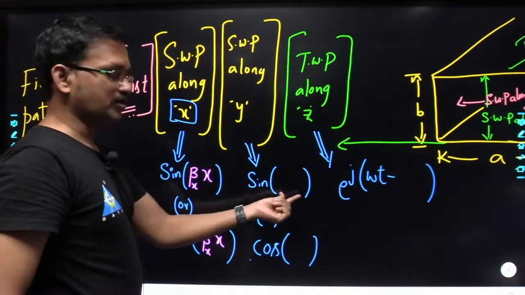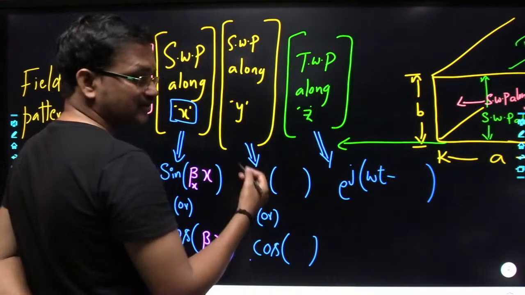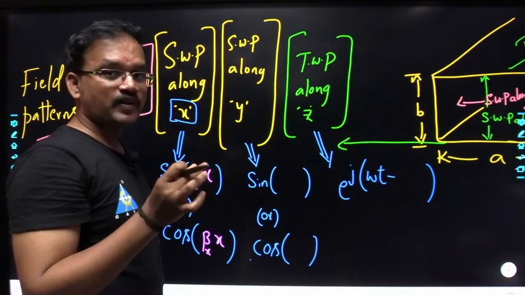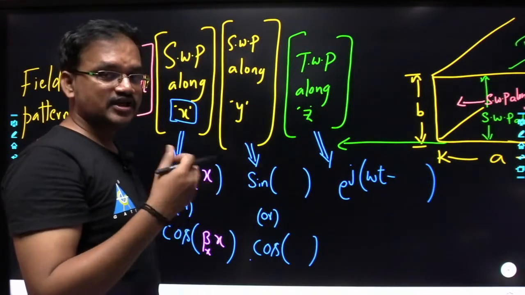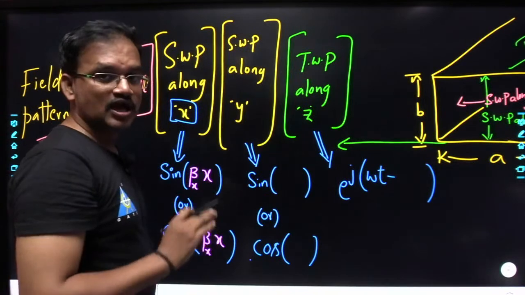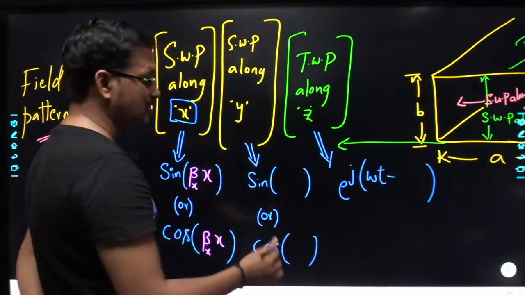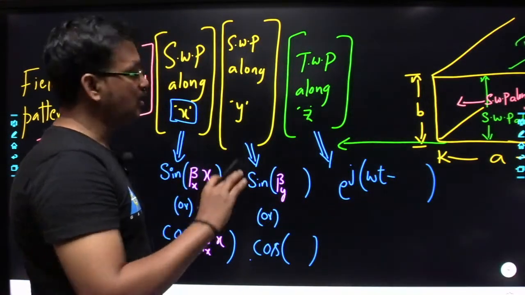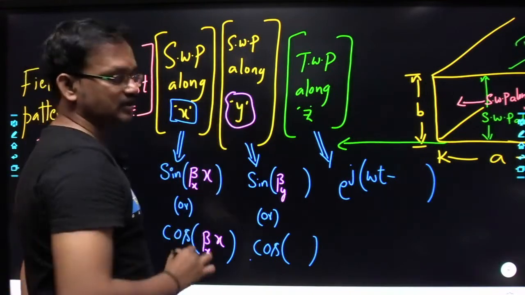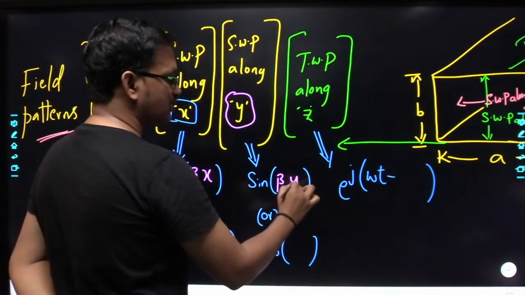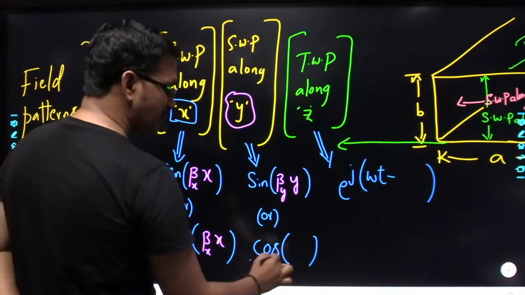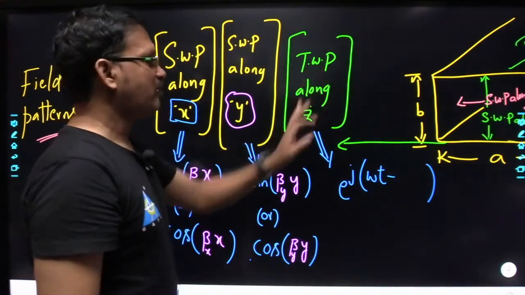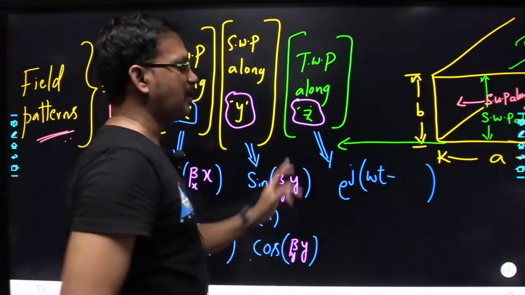Next, the standing wave pattern along y. Here sine of the change in phase along y. How can you write it? We know that phase constant represents the change in phase per meter. Along the y direction, the change in phase per meter is represented by beta y. If I want the change in phase over y meters, that is beta y into y. So similarly, the phase along y is beta y into y.